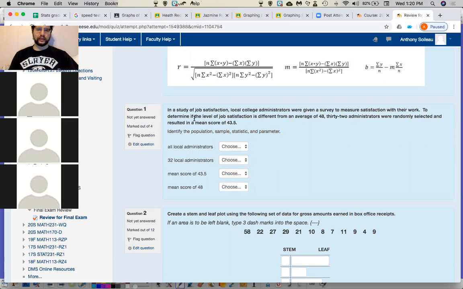Let's read it. In a study of job satisfaction, local college administrators were given a survey to measure satisfaction with their work. To determine if the level of job satisfaction is different from an average of 48, 32 administrators were randomly selected and resulted in a mean of 43.5.